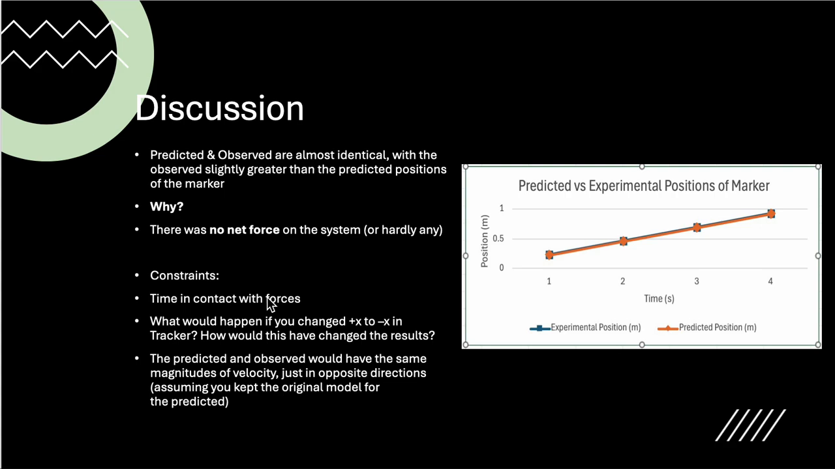Another question: what would happen if you changed positive x to negative x in Tracker? The only thing it would have changed is the direction. It would not have changed the magnitude of the velocity, or the actual magnitude of the position, the distance traveled. So this would be going in the negative direction, like that, with the same velocity and the same slope. So that is that.